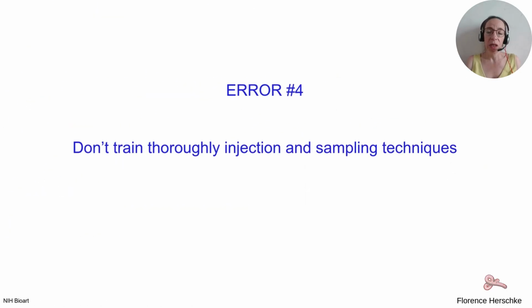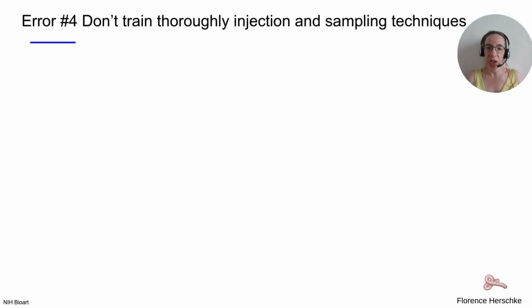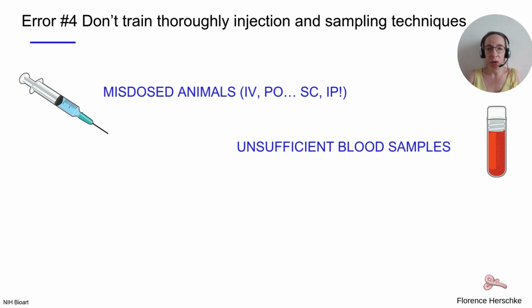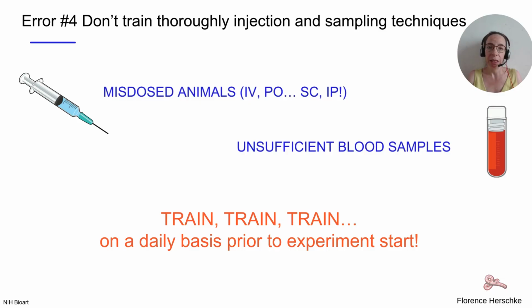Error number 4. Don't train thoroughly for injection and sampling techniques. This one should not happen. I've unfortunately seen it a few times. Improper injection techniques can lead to misdosed animals, especially for IV, PO, or sub-Q, or even IP, while improper sampling techniques can lead to insufficient blood samples. So here, the key is to train, train, and train again on a daily basis prior to the experiment start till you really master the technique.